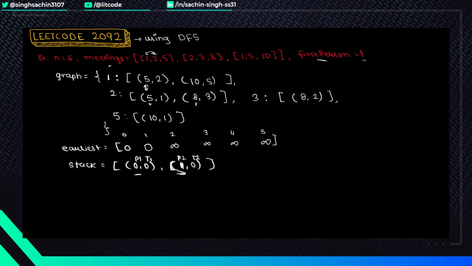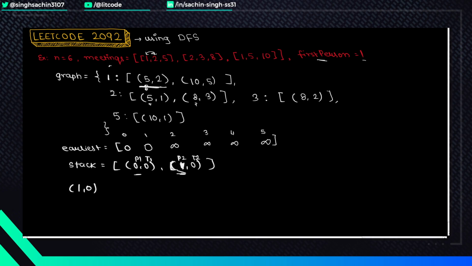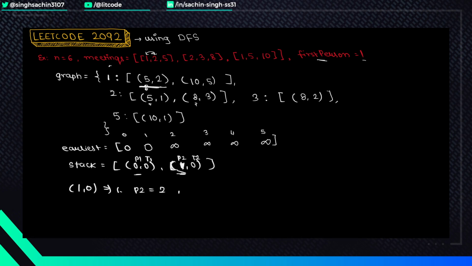So as soon as I get a person and the time value, I will check what all other persons I can reach out to or had meetings with, and at what time. For example, we received 1 0. We are processing 1 0 right now. Okay, so the first option is I can reach out to P2 will be 2 and T2 will be 5. Okay, so treat this as P1 T1 P2 T2.